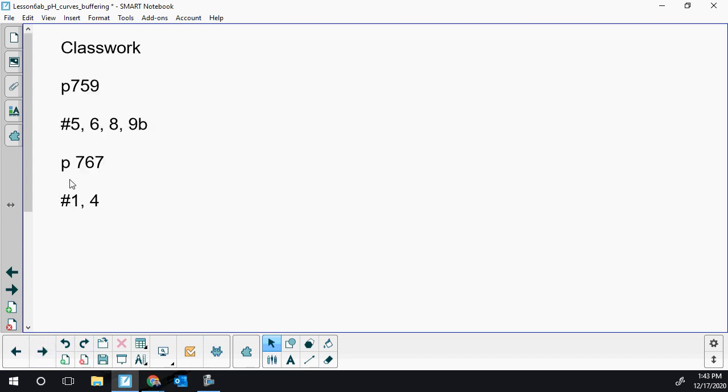Some questions to go through to wrap up the buffering region section. This is a section the students tend, with some practice, you should do fairly well on. There's no calculations. You'll get a couple questions on this on your test or quiz.